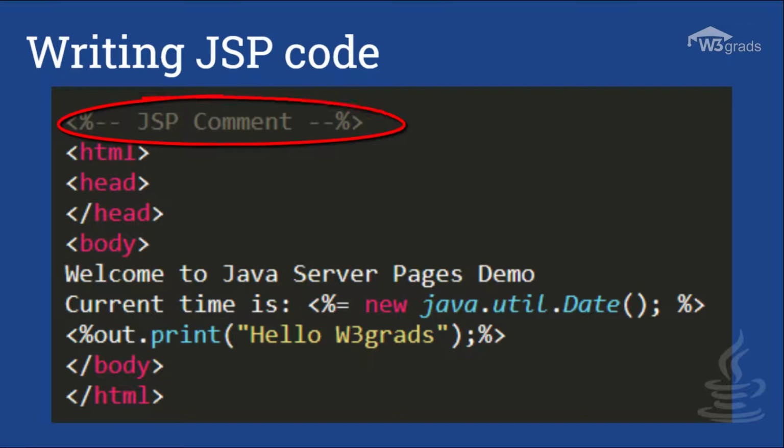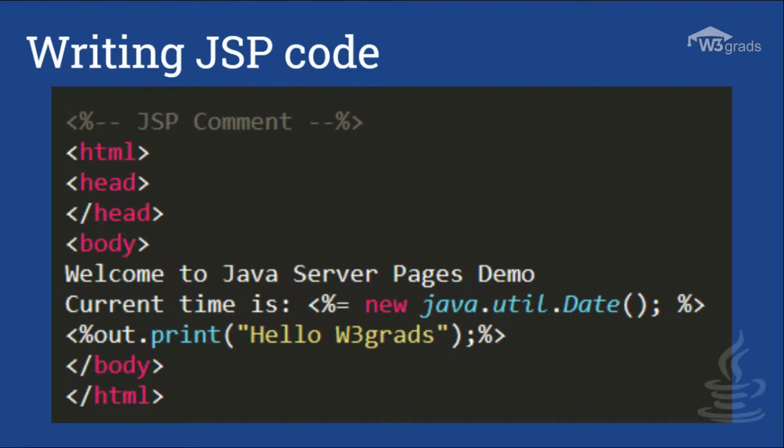The first line represents the JSP element called JSP comment. While adding comments to a JSP page, we can use this tag. JSP comments must start with an opening angular bracket followed by %, and a hyphen, and must end with a hyphen followed by %, and a closing angular bracket.